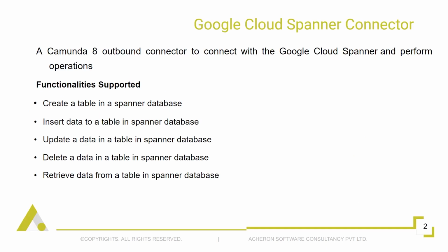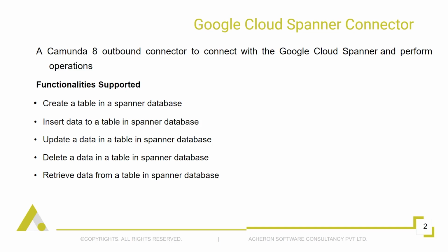So, the Google Cloud Spanner connector is an outbound connector to connect with Google Cloud Spanner database and perform operations. These are the functionalities provided by this connector. With this connector, we can create a table, insert data to a table, update data in a table, delete data in a table, and retrieve data from a table in a Spanner database.